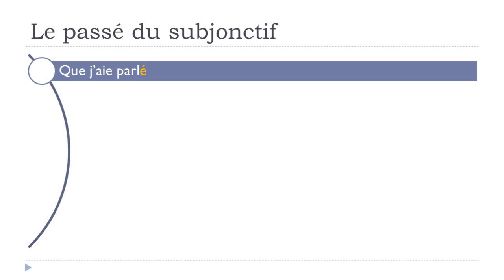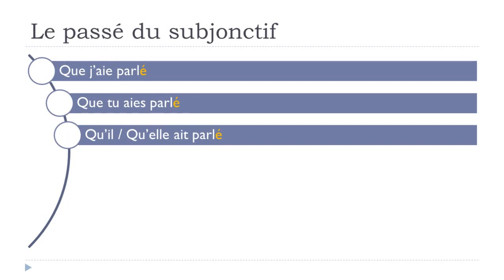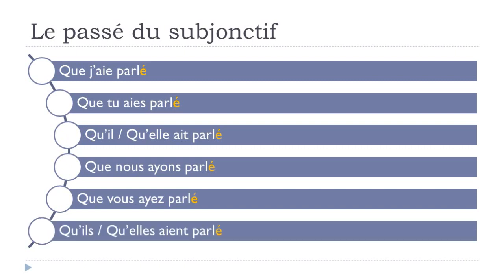And then let's take the verb parler as we had, and let's put the passé du subjonctif form. So it goes like that: que j'aie parlé, que tu aies parlé, qu'il ait parlé, qu'elle ait parlé, que nous ayons parlé, que vous ayez parlé, qu'ils aient parlé, qu'elles aient parlé. All right, so as we saw, first you put avoir at the subjunctive present form, then you put your participe passé, and you will get here a beautiful passé du subjonctif.